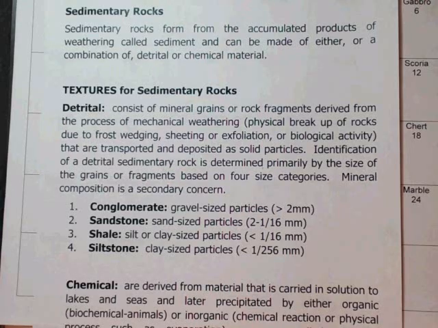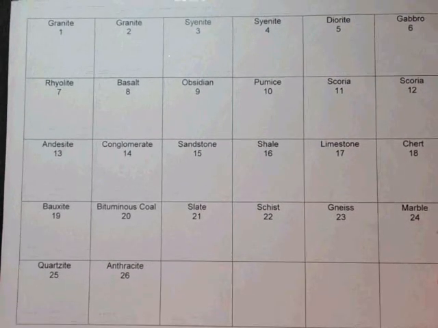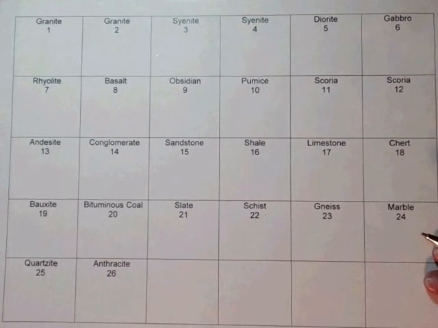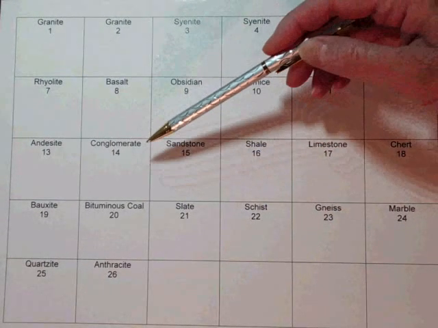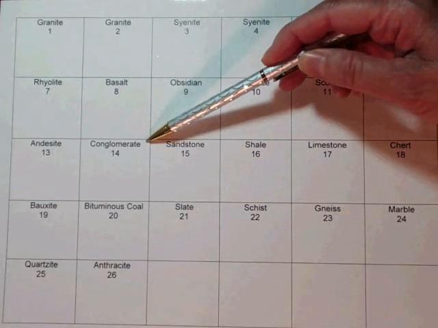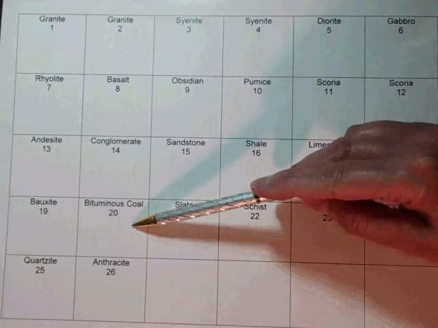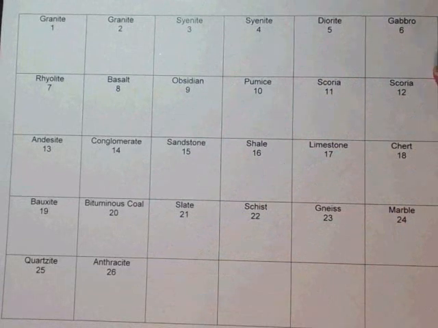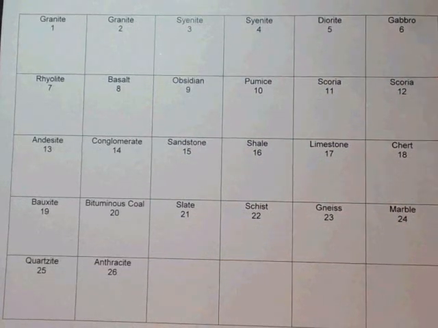Let's continue on and take a look at our sedimentary rocks. The sedimentary rocks are numbers 14 through 20 in our trays. So let me show you that real quick in our trays. Number 14, starting with conglomerate, and going through number 20, bituminous coal. So again we have our type, which is the sedimentary rocks.